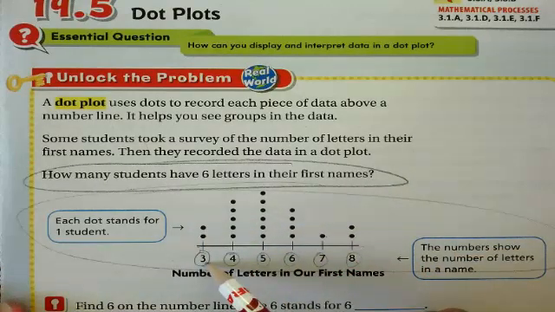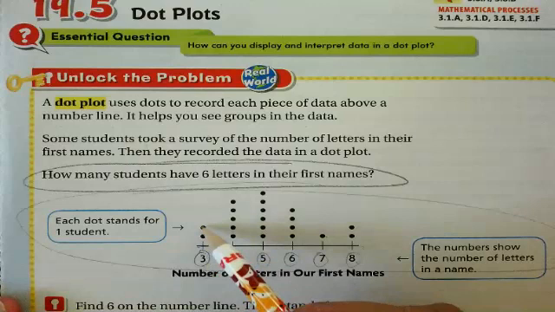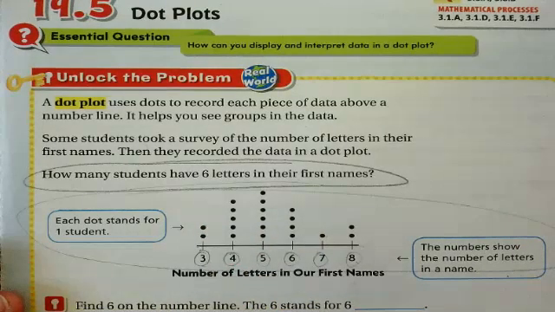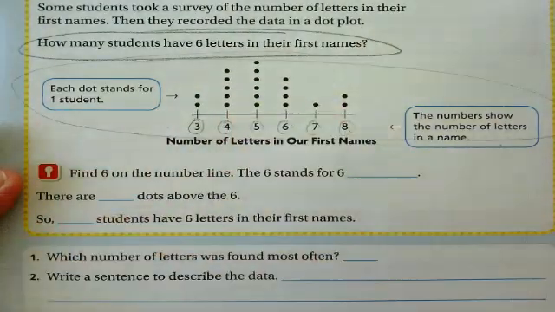So what if we had a student named Bob? Well, Bob has 3 letters, so we would give it a dot. What if we had a Tom? Tom also has 3, so we would give him a dot. So each dot stands for one student, and the numbers show the number of letters in the name. So we can use this data to answer these questions.